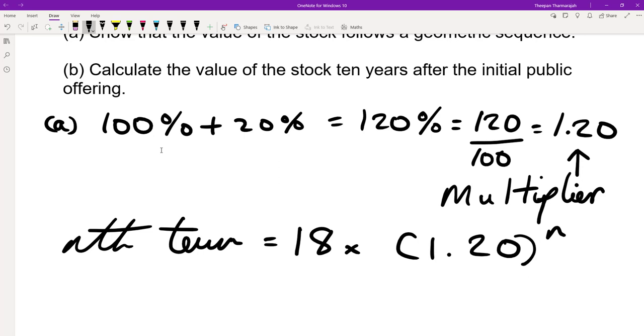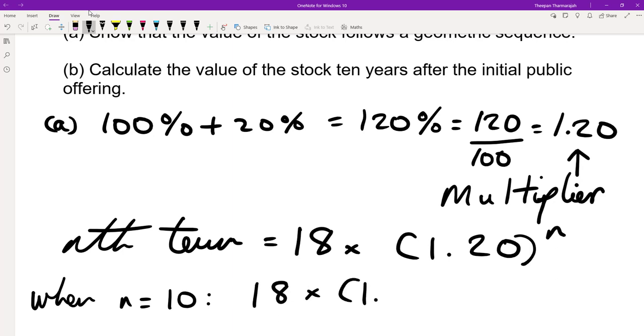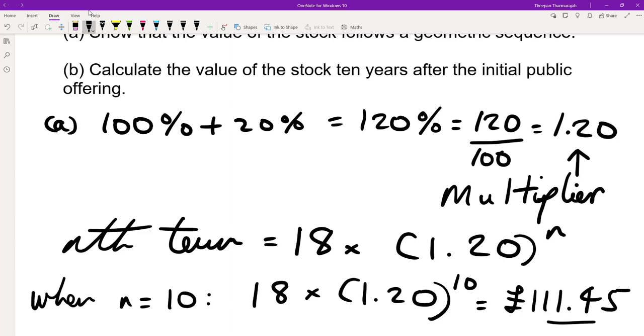And most geometric sequences at GCSE will have this form. So that will give me 18 times 1.20 raised to the power of 10, and to 2 decimal places, that will give me £111.45.